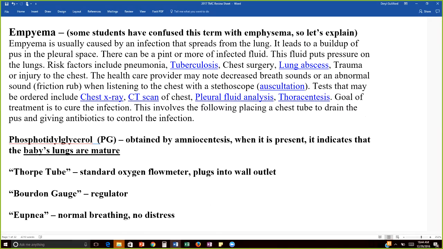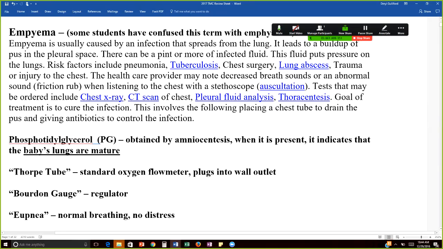Risk factors for empyema: pneumonia, tuberculosis, chest surgery, lung abscess, trauma. You're going to hear decreased breath sounds. You would have a dull percussion note. It doesn't mention that here, but a dull percussion note. And you would hear a friction rub because the pleura are separated by this infected material. So treatment is chest tube. Get a chest tube in about the 5th intercostal space, probably, and then let gravity help with the drainage of the empyema.